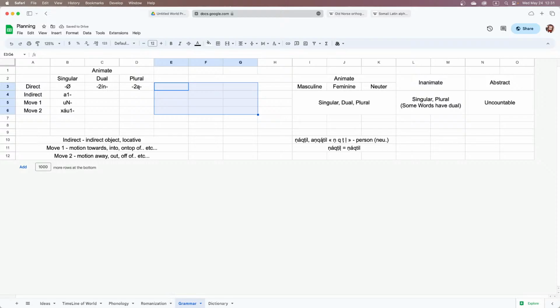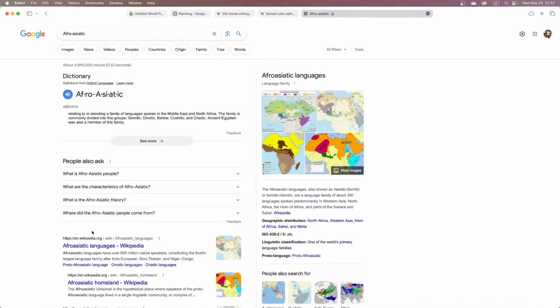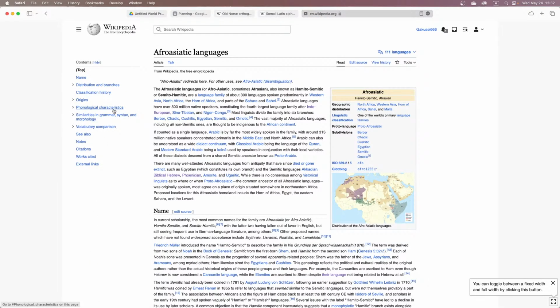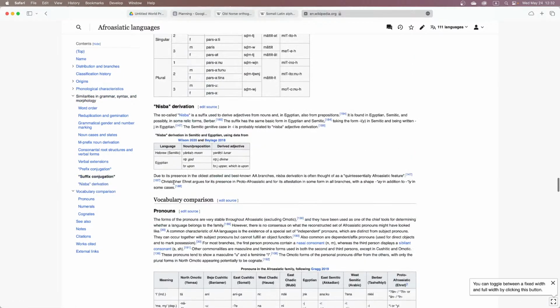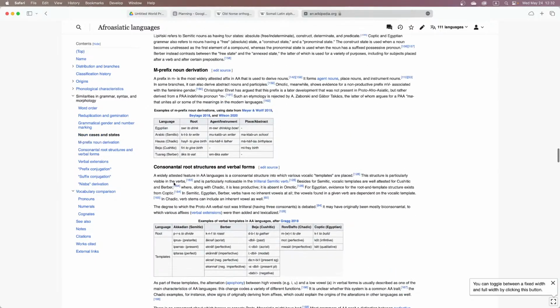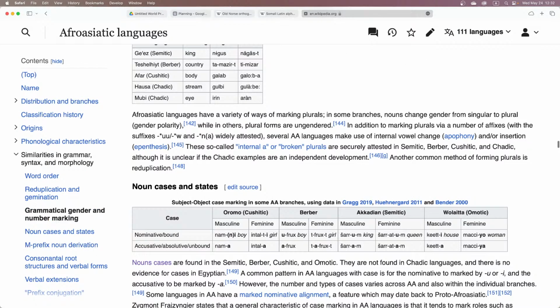Okay, so consonantal root systems are rare, save for the fact that basically every Afroasiatic language has a consonantal root system of some sort. It's most pronounced in, say, the Semitic languages, but it still exists in the others as well.